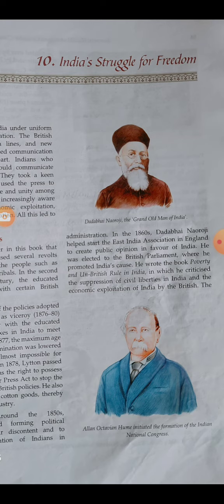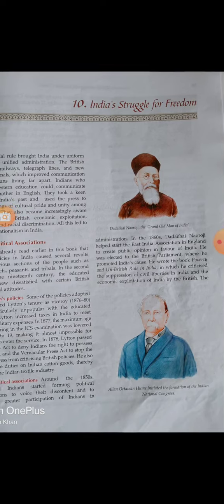He was also elected to the British Parliament, where he promoted India's cause, and he wrote the book Poverty and Un-British Rule in India, in which he criticized the suppression of civil liberties in India and the economic exploitation of India by the British.